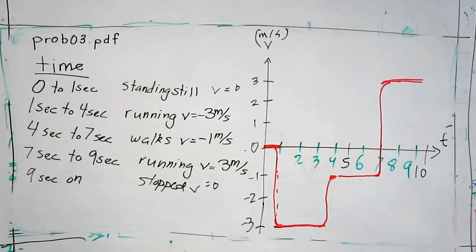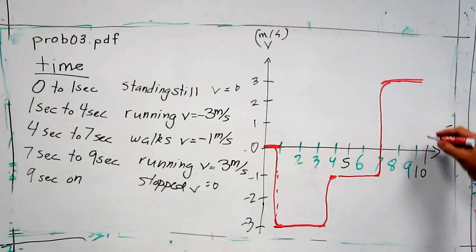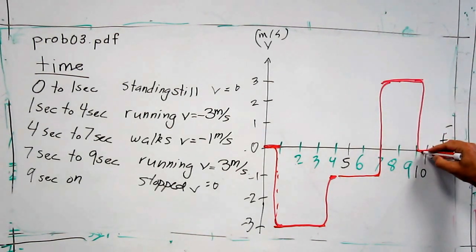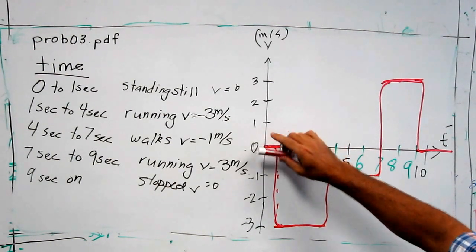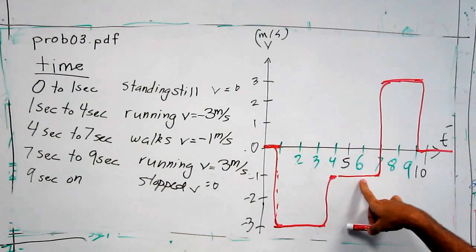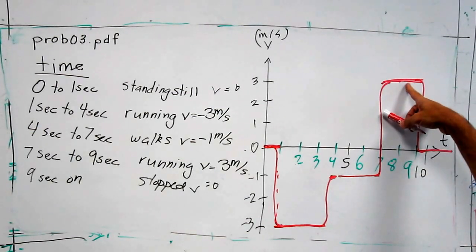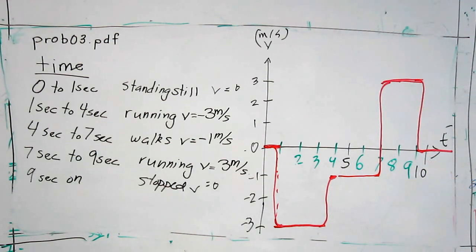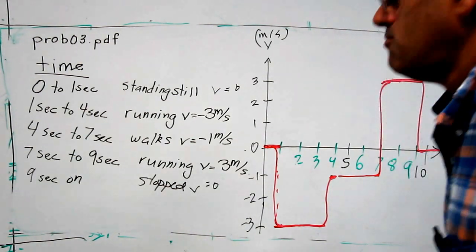So this is the velocity versus time, and here it's easier to read off what you're doing. You're standing still here, running in the negative x direction, walking in the negative x direction, and running in the positive x direction before stopping again. Okay, so that's velocity.